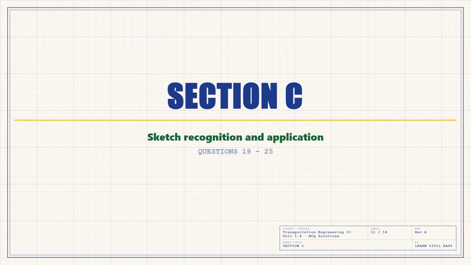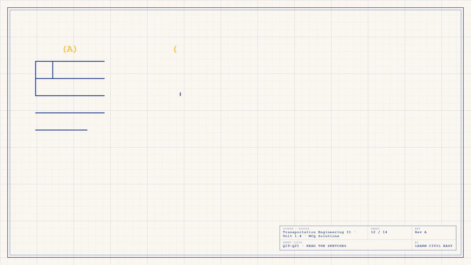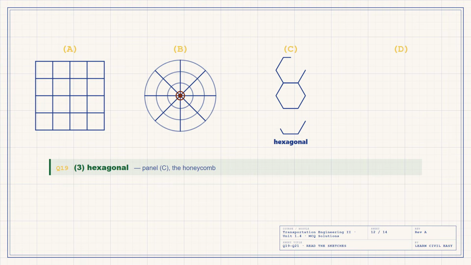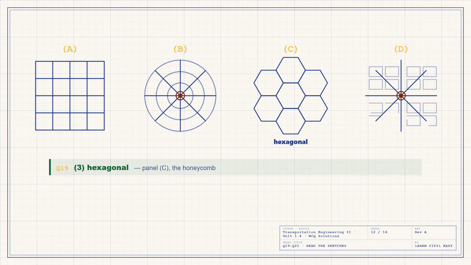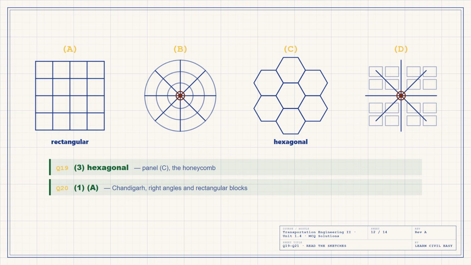Section C. Sketch recognition and application. 7 questions, and the first 3 are built on the figure in the paper. Question 19. In the figure, the pattern drawn at C is option 3, the hexagonal pattern, the honeycomb. Roads along the sides of the cells, 3 meeting at every node. Question 20. Which sketch shows the pattern followed by the city roads of Chandigarh?